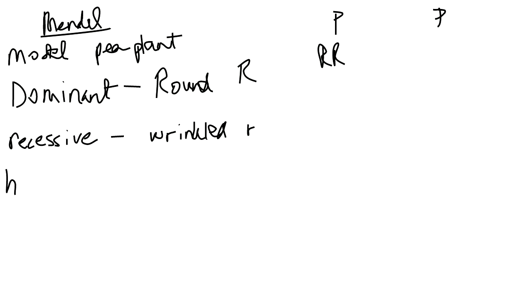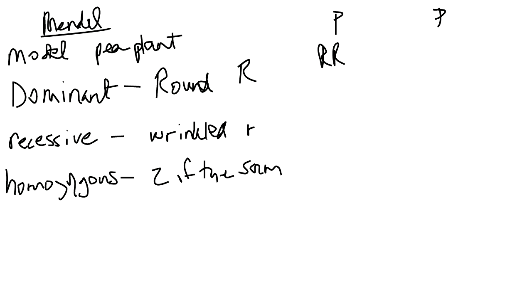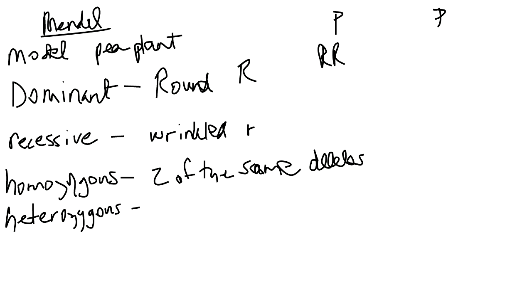So we have homozygous, okay? This is two of the same alleles, okay? Alleles just means a form of the gene. Heterozygous then would be two different forms. Heterozygous, okay? Two different forms of the gene or of the allele.